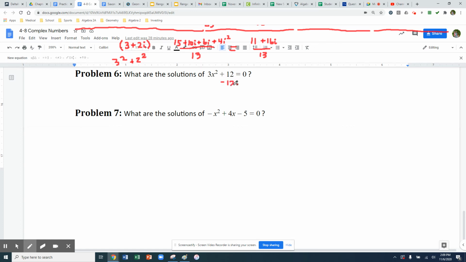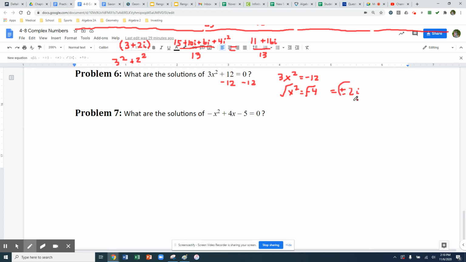We only have 2 terms. We do not have an x term, so we can solve using square roots. We'll get 3x squared is going to equal negative 12. And then we'll divide both sides by 3. We'll get x squared is equal to negative 4. And lastly, we'll take the roots. Square root of negative 4 is going to equal plus or minus 2i.